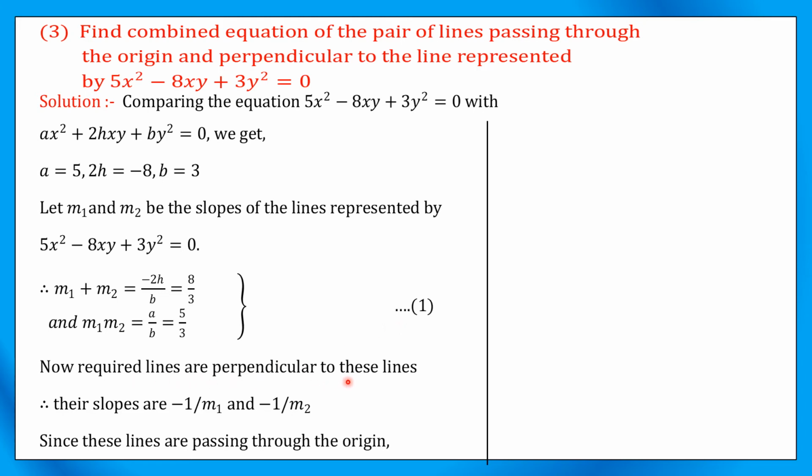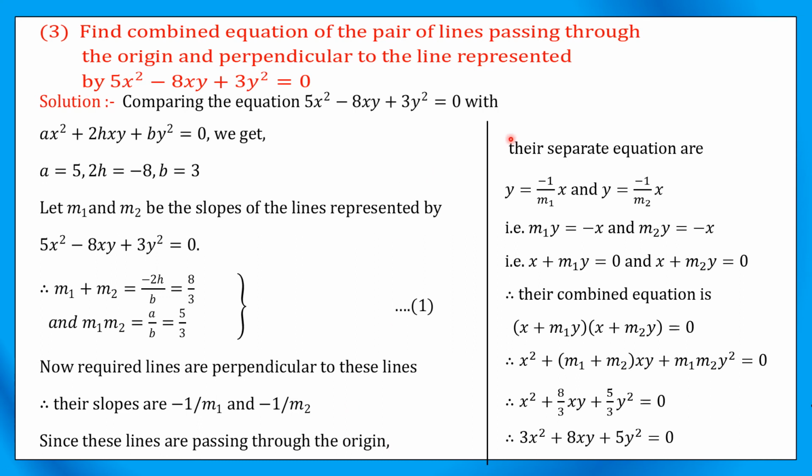Now the required lines are perpendicular to these lines, therefore the slopes are minus and take the reciprocal of the first line, that is minus 1 divided by m1 is the slope of the first line. Also minus the reciprocal of the slope of the second line, that is m2, then we get minus 1 divided by m2. Since these lines are passing through the origin, the lines passing through the origin have equation y equal to mx. Here are two lines, the slope of the first line, the slope of the second line. Putting this, we get y equal to minus 1 divided by m1 into x and y equal to minus 1 divided by m2 into x.